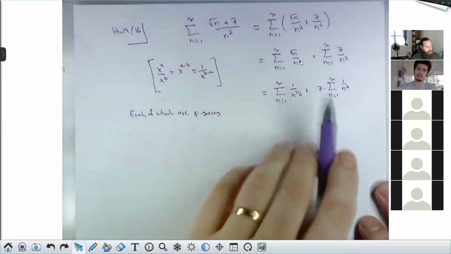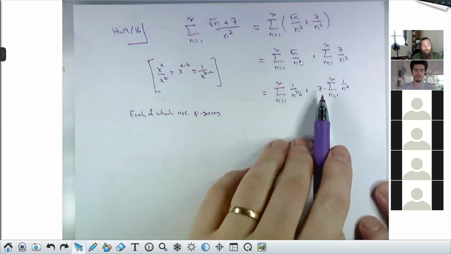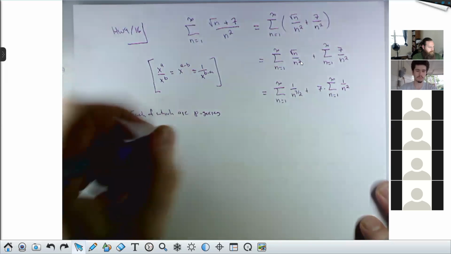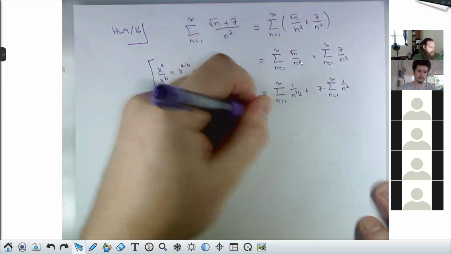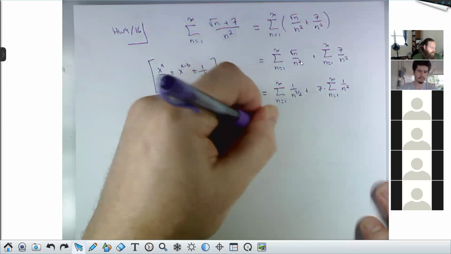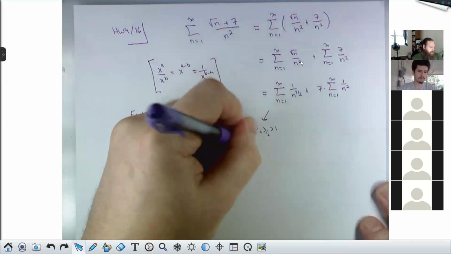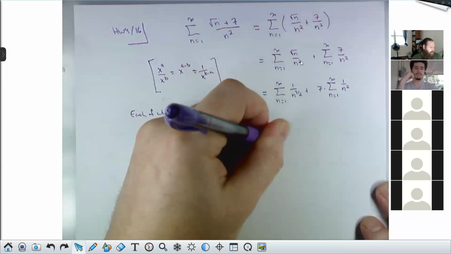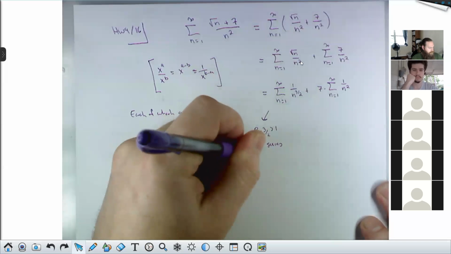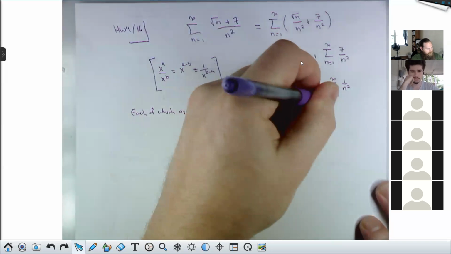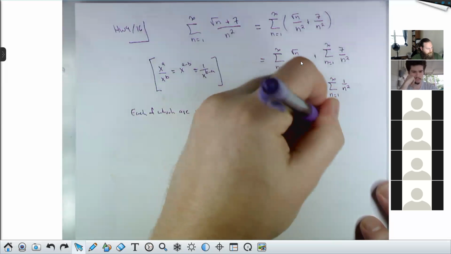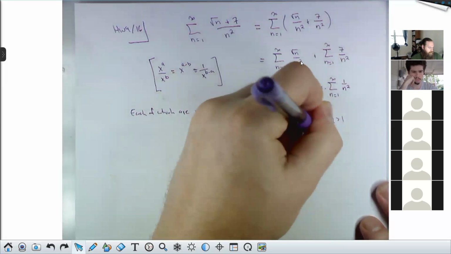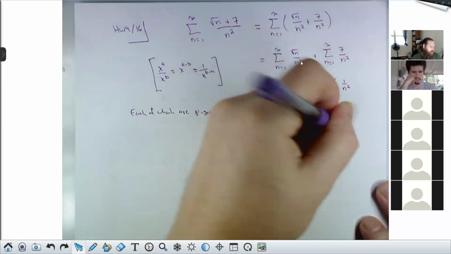And each of these are p series. If we're careful, this one is actually a multiple of a p series, right? But the series in question here are p series. This guy has p equal to 3/2, which is bigger than 1. So this is convergent. This series converges. And this fellow has p equal to 2, which is also bigger than 1. So this series converges.